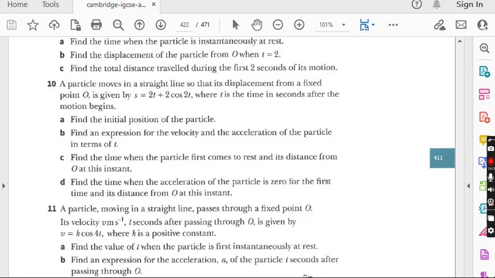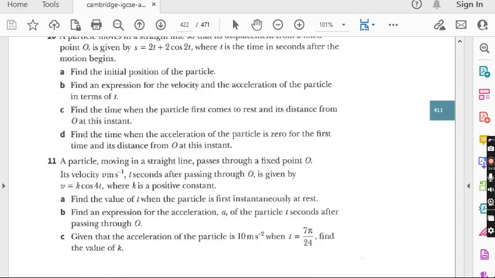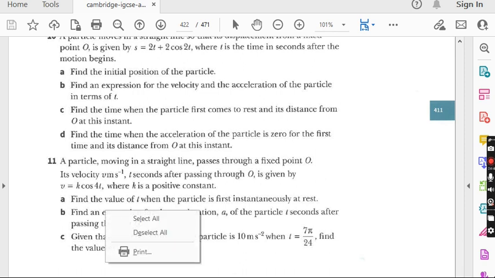Okay, what next? Only 2 questions are left. Definitely we will finish the whole exercise 16.1 in next lecture. So do practice, and if you have any problem, write in comment box.